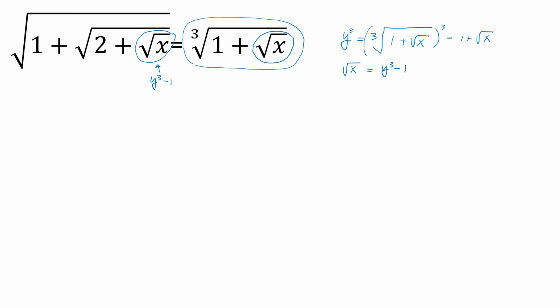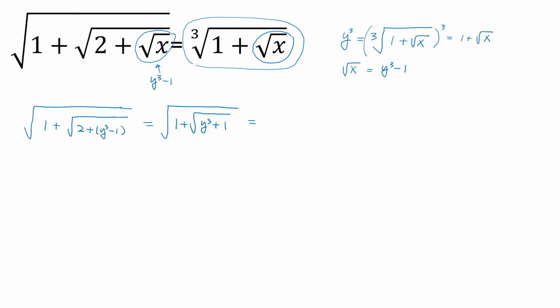What's going to happen on the left hand side? We have square root of 1 plus square root of x, which becomes square root of 1 plus y cubed minus 1. Then we can rewrite the given relation as 1 plus square root of y cubed plus 1. This should be equal to y on the right hand side. Then you can finish up the given equation with y. Now we can solve for y.